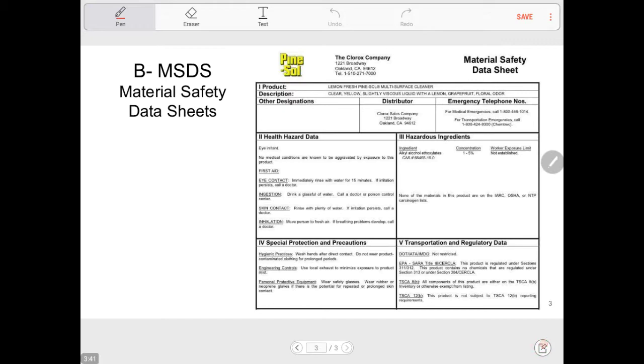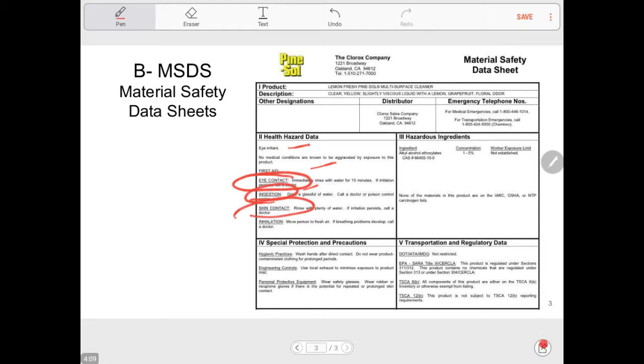So if we're looking at this Pine Sol, let's see here. It's an eye irritant. No medical conditions are known. First aid, eye contact. Look at that. You don't have to look far. If someone were to get this in their eyes, it tells you this is the direction you should take. If you ingest it, drink a glass full of water, call a doctor. If it touches your skin, what should you do? This is great. It's almost like a one-stop shop for what to do if you encounter this material and something goes wrong.